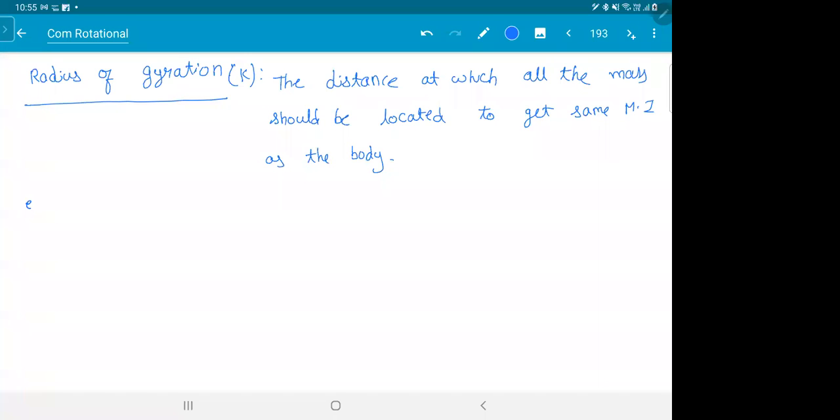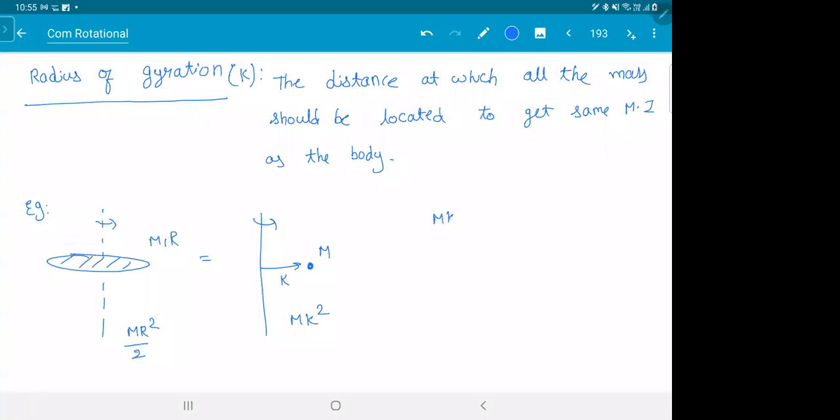What do you mean by that? Example, let's say you have a disk. Now the radius of gyration says from the axis you're going to keep all the mass at a certain distance k. Like a particle, you take all the mass and put it at a distance k. What is moment of inertia for a disk? Mr square by 2. What is moment of inertia of a particle? Mk square. Now if you equate these two, mk square is mr square by 2. We get k is r by root 2. So this is the radius of gyration of a disk.